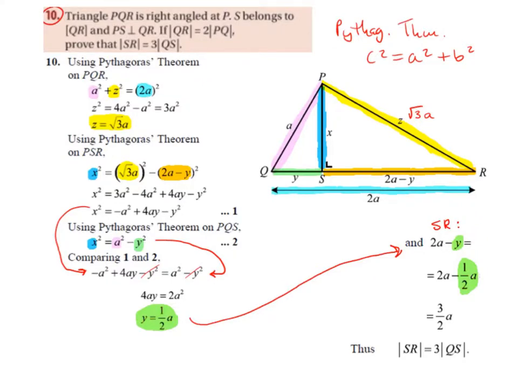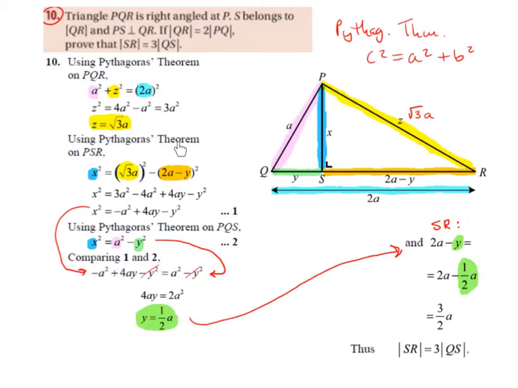So the C squared is going to be the 2A. And the A squared and the B squared are going to be A squared and Z squared. So we have A squared plus Z squared equals 2A squared. So 2A squared becomes 4A squared. And we're going to bring the A squared over the equal sign, it becomes minus A squared. And 4A squared minus A squared is 3A squared. So Z is the square root of 3A. So now I'm rewriting PR as root 3A.